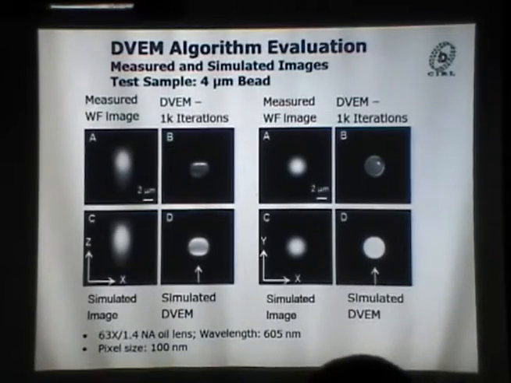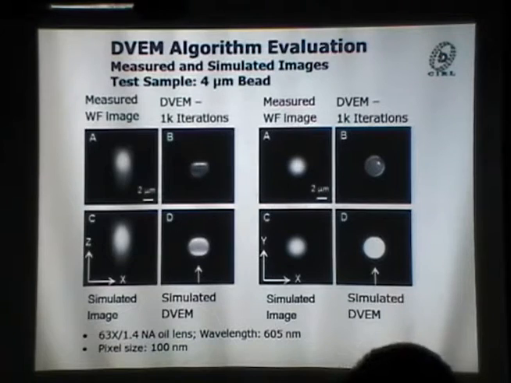Remember, we're evaluating the algorithm with a lot of simulations, and this is the part where we transition from simulations to measurement. Applying the algorithm to measured data is a new ball game, and we do that with a test sample, something that we have an idea what it looks like. The test sample here is a 4 micrometer bead. I showed you earlier that we did simulations to predict what the image should look like. So this is measurement and this is simulation.